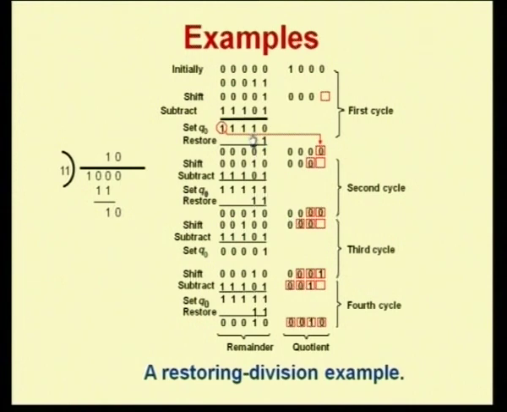So when I add 1 1 back to this, what will I get? I will get 0 0 0 0 1. Okay, when I add, this is what I will get. Okay, and this quotient bit has been set.